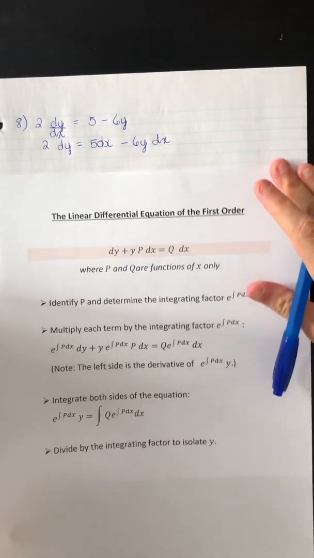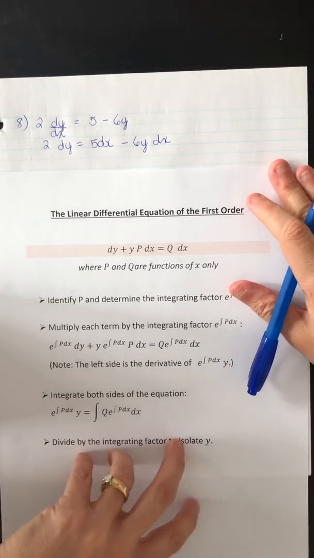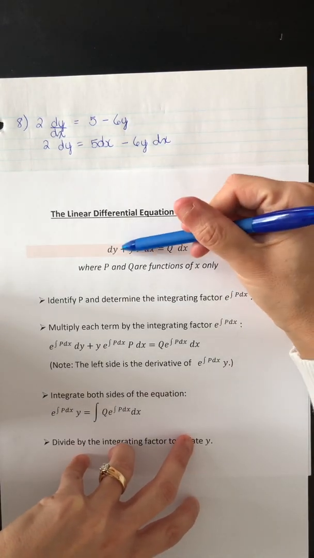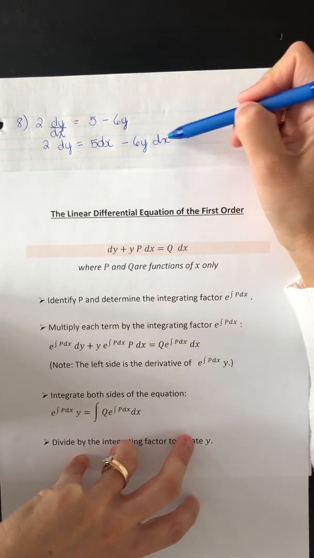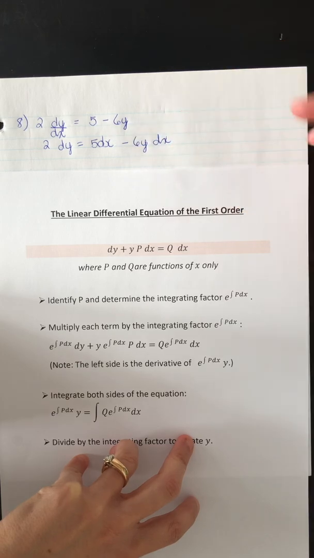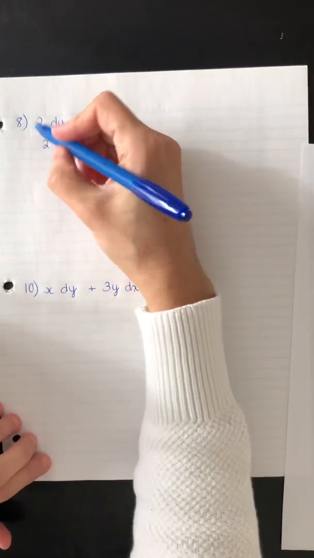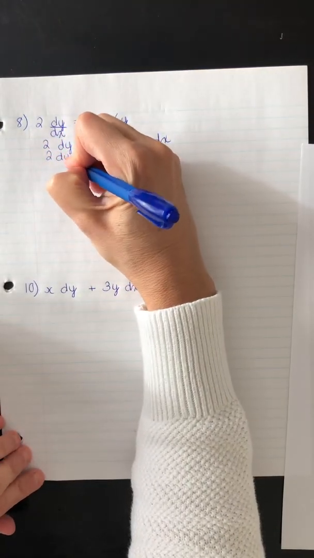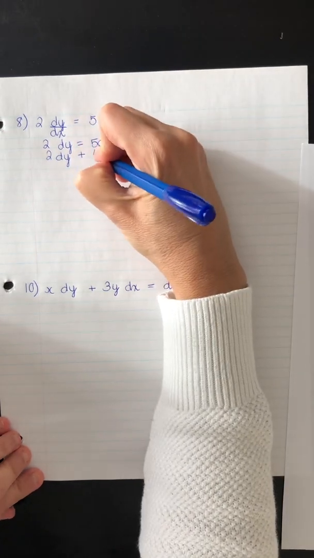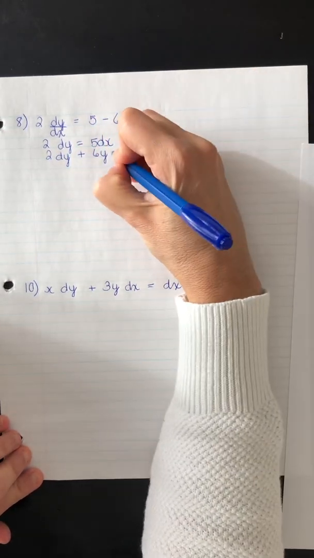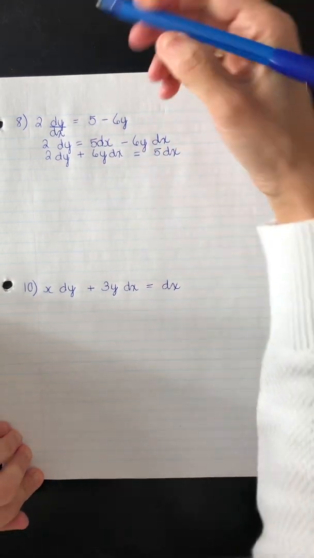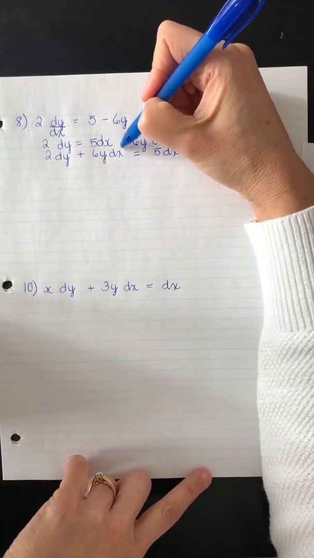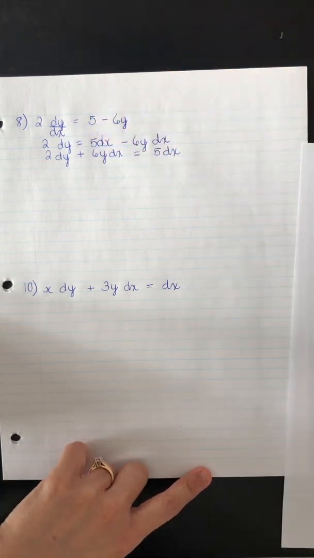Okay, so that's a little bit better. What else has to be done? Well, the term containing y has to be brought to the left side. So we'll do that now. So 2 dy plus 6y dx is 5 dx. Of course, I changed from subtraction to addition.